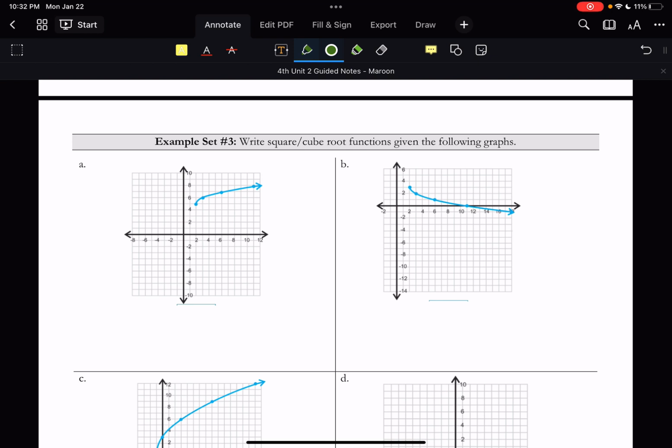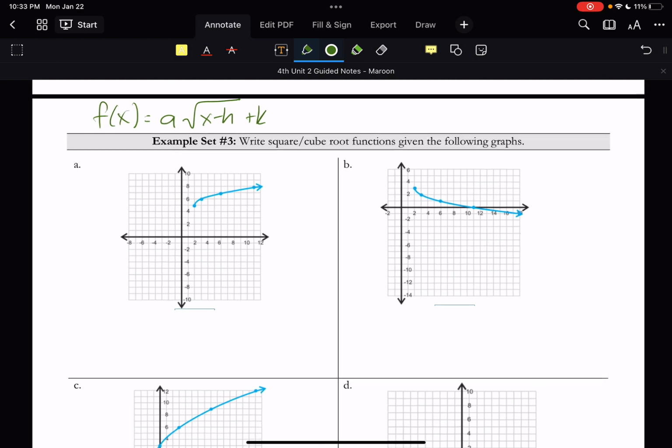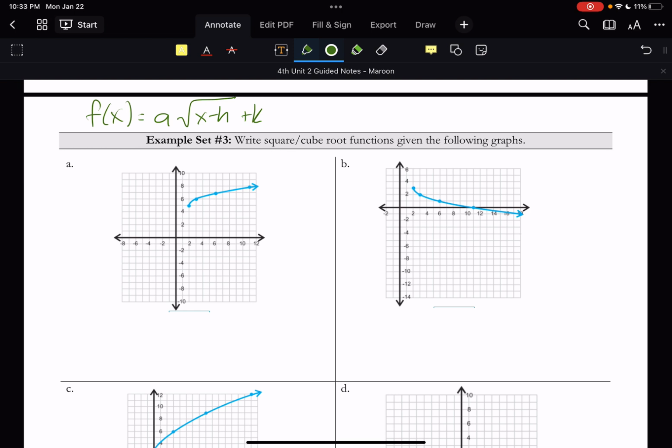So writing now, given the graph, we want to write the function. So remember, general function f of x equals a times the square root of x minus h plus k. So we need to find our a, we need to find our h, we need to find our k. So when I look at example A, I know my endpoint, taking a look, is 2, 5. And I know that the endpoint of a square root graph is my h, k. So I just have those 2 values.